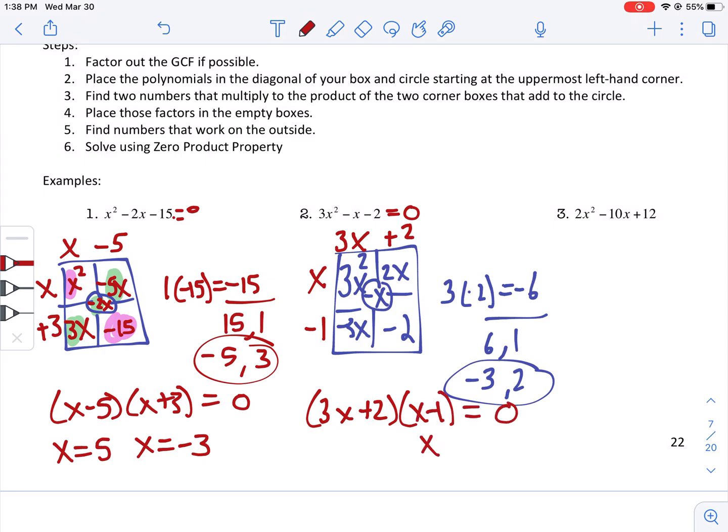So this parentheses zero product property is easy, x equals 1. But when does 3x plus 2 equal 0? Well, minus 2 minus 2, 3x equals negative 2, so x would be negative 2/3.